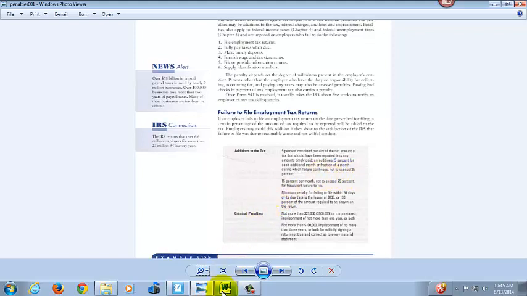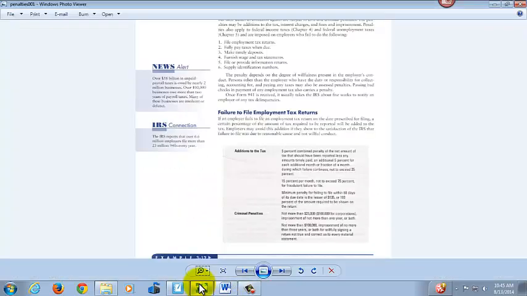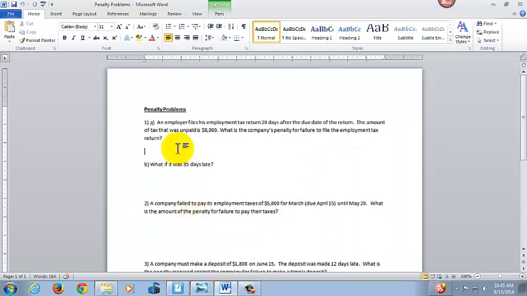So I have given you a Word document in Angel called Penalty Problems, and we're going to work on a few of these problems. The first one has to do with failure to file employment tax returns. So let's look at it. An employer files his employment tax return 20 days after the due date of the return, and the amount of tax that was unpaid is $6,000. What's the company's penalty for failure to file the employment tax return?